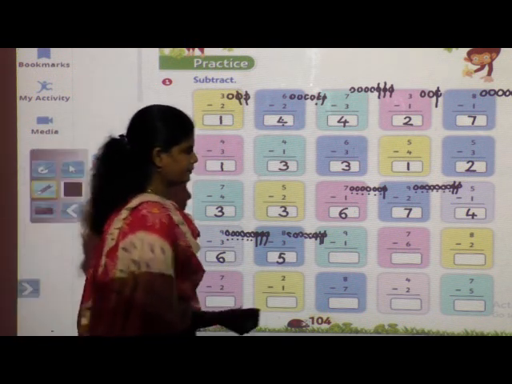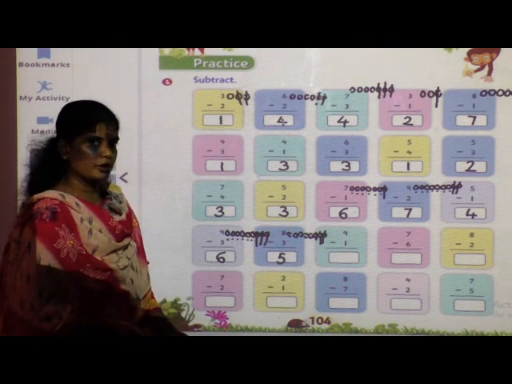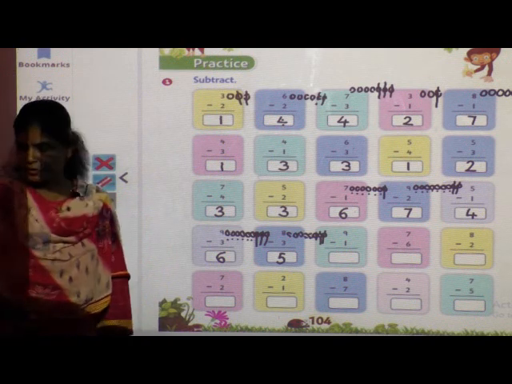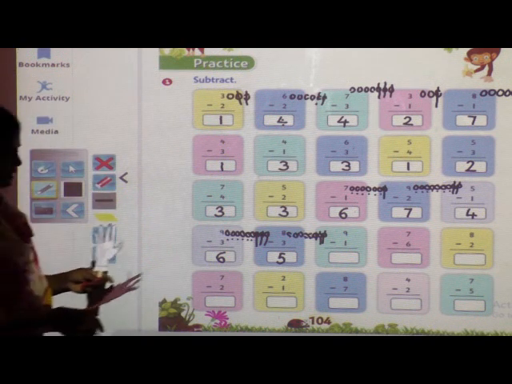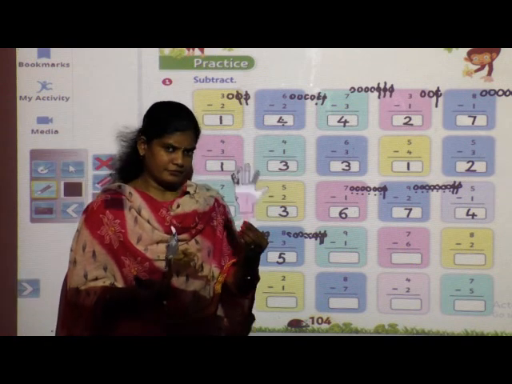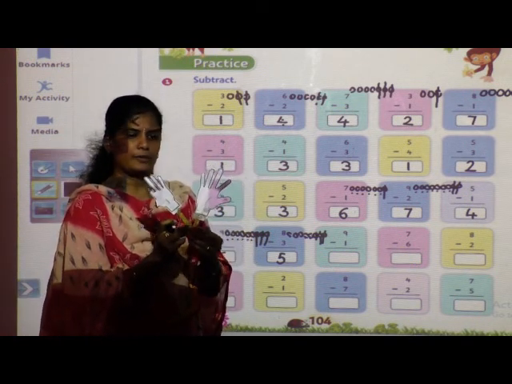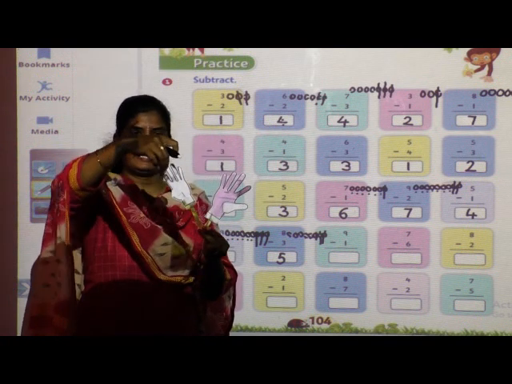Got it everybody? See 9. This big number also you can count on your fingers. Open your 9 fingers first. Everybody open your 9 fingers. See, one hand 5 and another one 4. So total now see how many is there? 1, 2, 3, 4, 5, 6, 7, 8, 9.